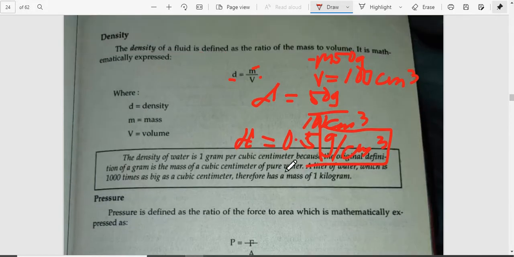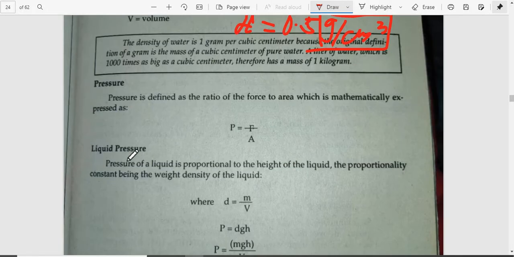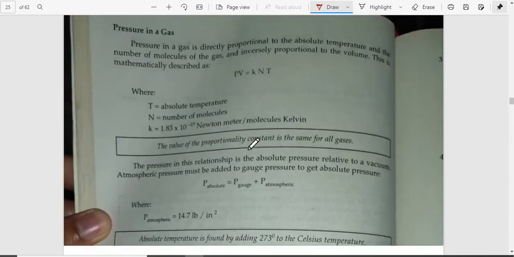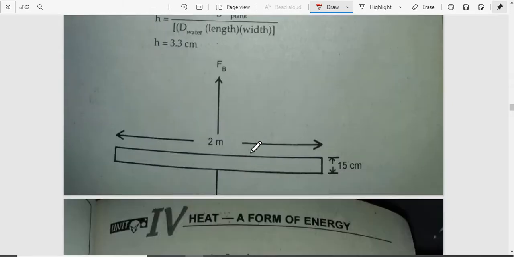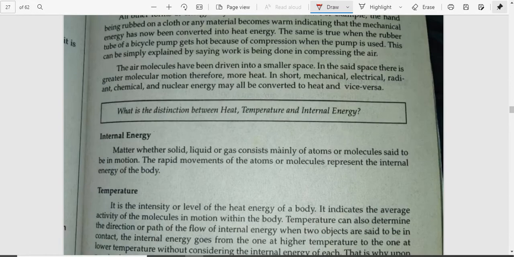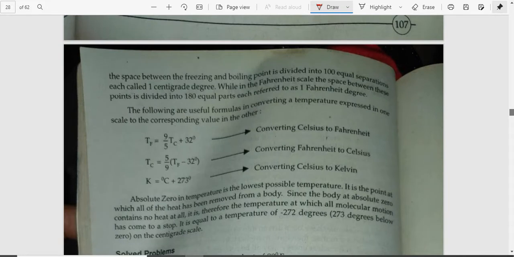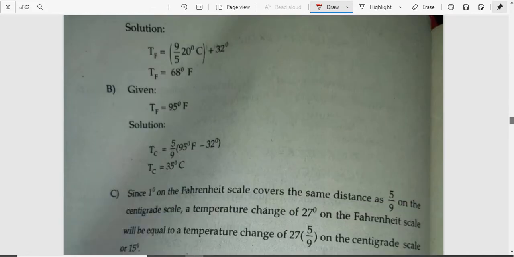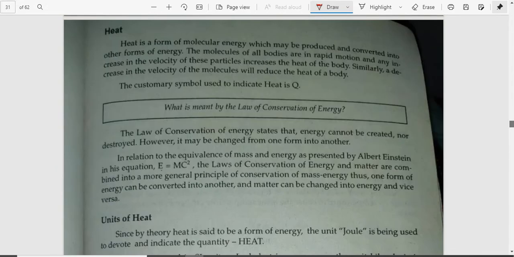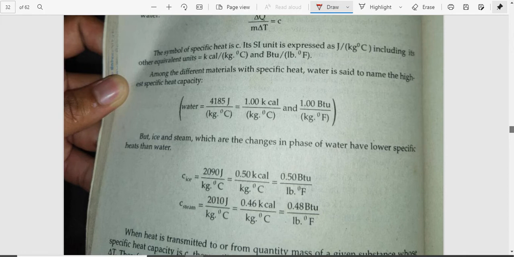So that is the end of this topic. We'll continue with pressure, then pressure in gas. Pressure is a bit more difficult. Then the next topic is heat and energy forms. When it comes to temperature, I'll be using a different module. That will be all, class. Thank you and good day.